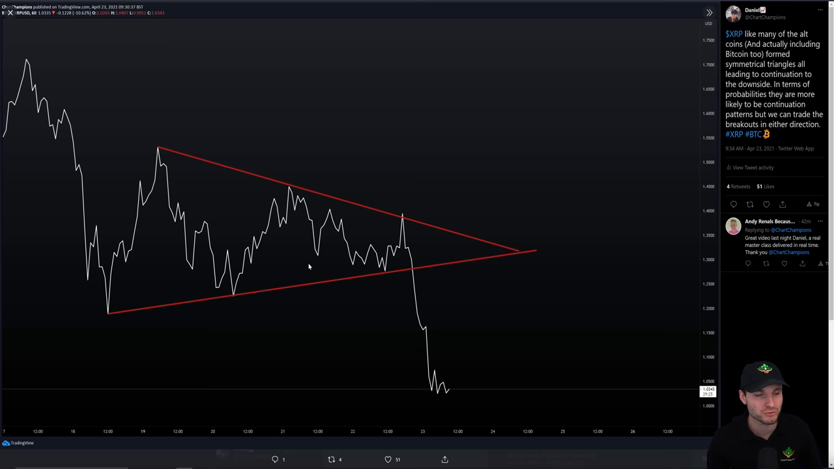You start to form these symmetrical triangles. Of course, like I'm saying here, they can break in either direction. It's not like it has to break down. But when we talk in terms of probabilities, symmetrical triangles generally are breaking to the downside more often than not.